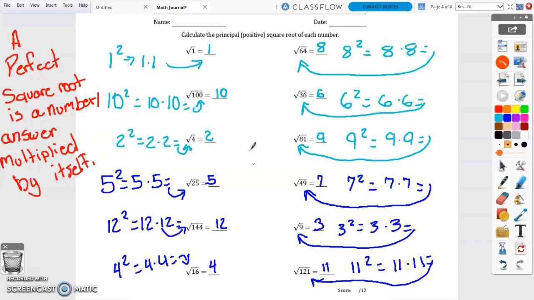So as I said, to get 49 as the answer, you can multiply 7 by itself. Here you can multiply 7 times 7 and get the answer of 49. So that's what it means. A perfect square is a number multiplied by itself. So 7 times 7, 49. 5 times 5, 25, as here.